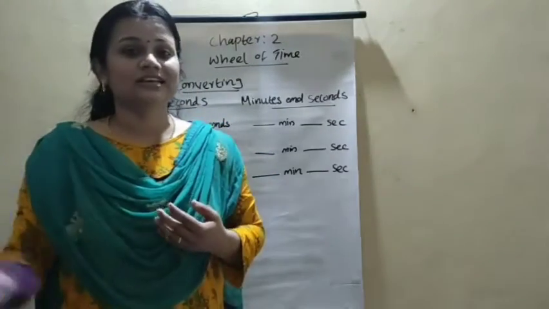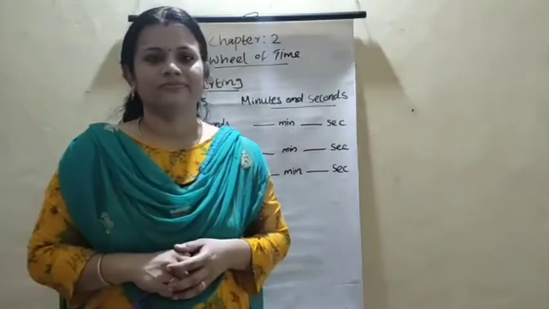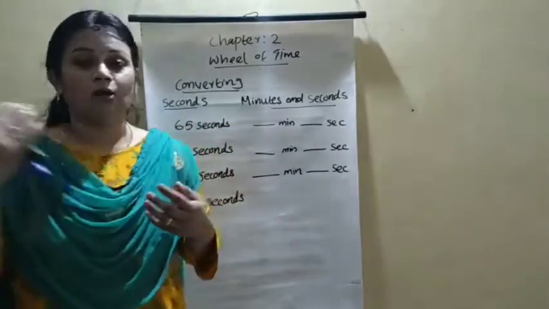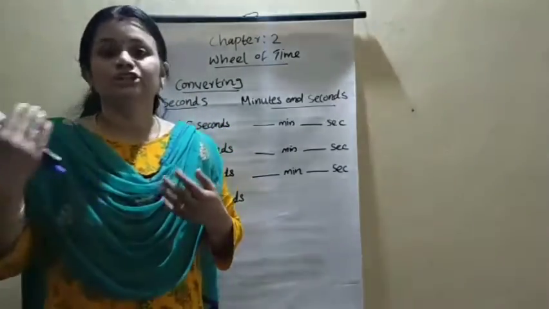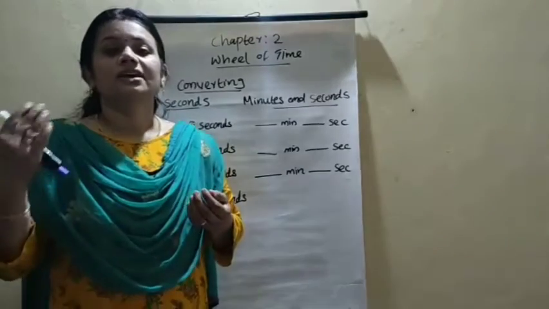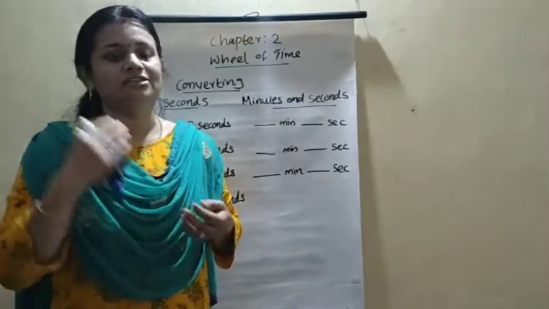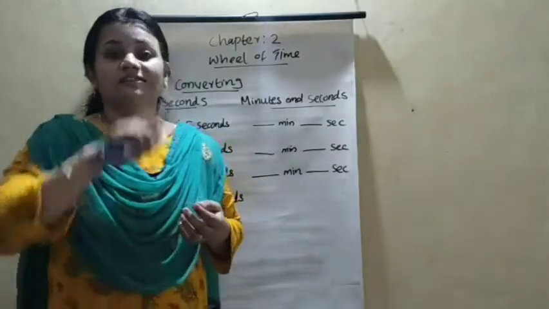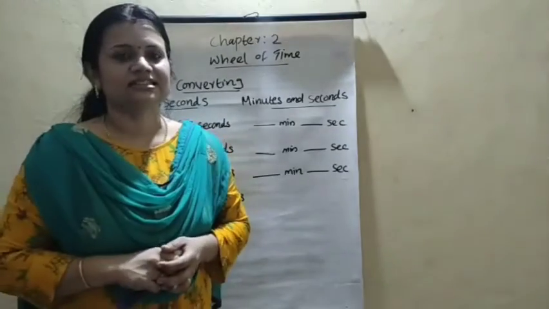In the last class we discussed time. Then we discussed hands. The short hand is called the hour hand. Then the long hand is called the minute hand. Then one more hand is the second hand.